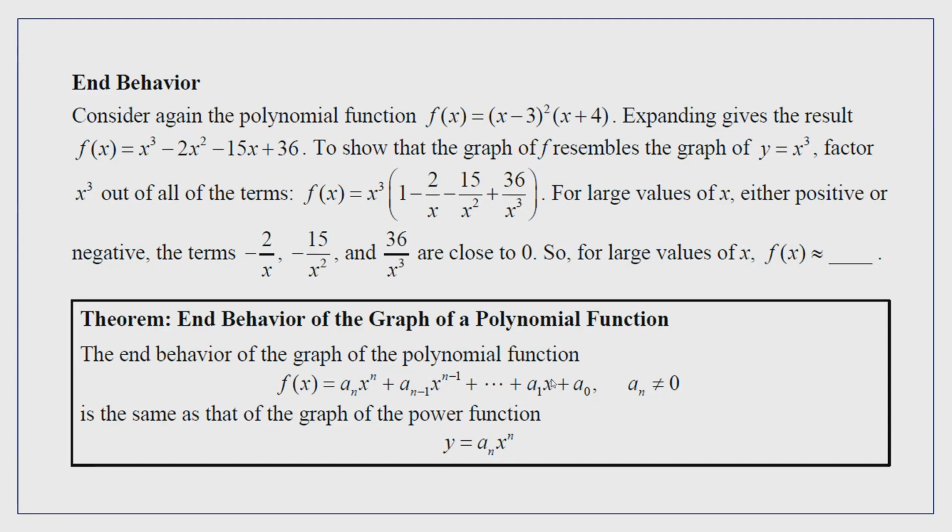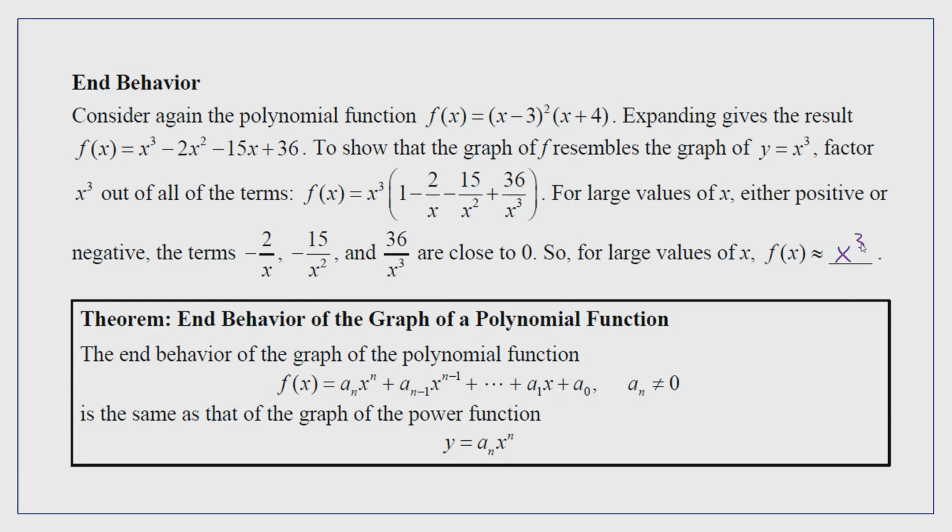That results in f of x equals x cubed times (1 minus 2 divided by x minus 15 divided by x squared plus 36 divided by x cubed). For large values of x, either positive or negative, the terms negative 2 over x, negative 15 over x squared, and 36 over x cubed are close to 0. So for large values of x, f of x is approximately x cubed.